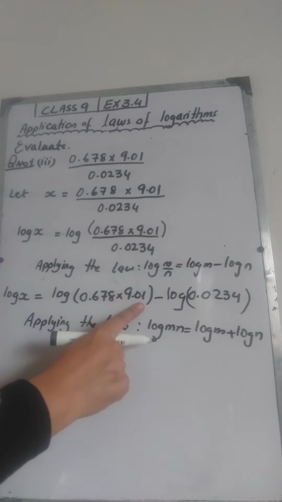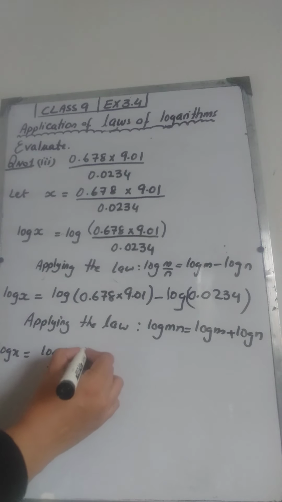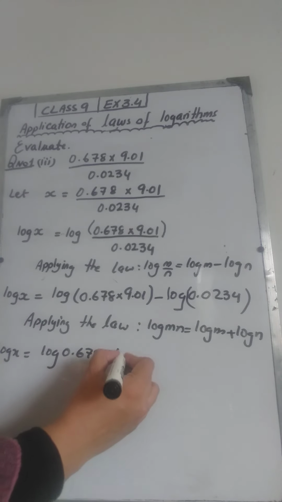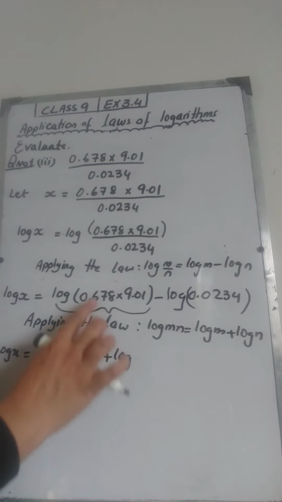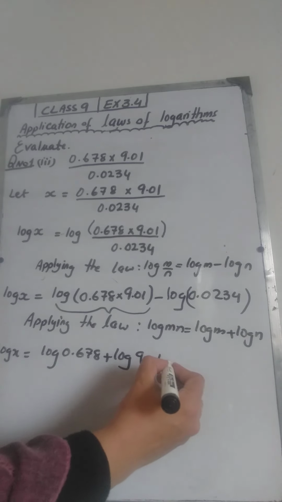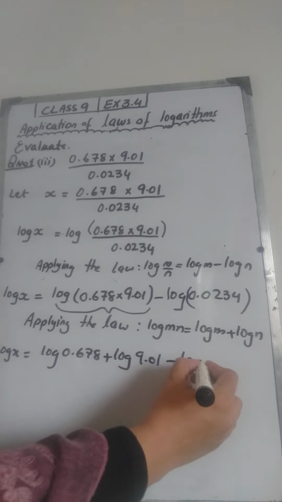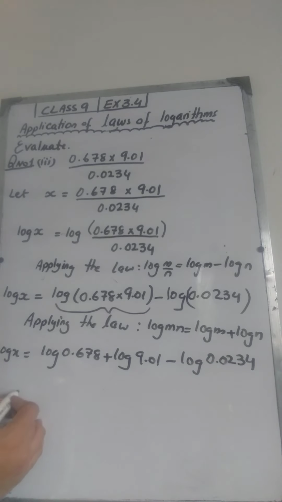So log of m into n will be log of m plus log of n. So log x is equal to log of 0.678 plus log of 9.01 minus log of 0.0234. I am applying the law to this expression, log of m plus log of n.